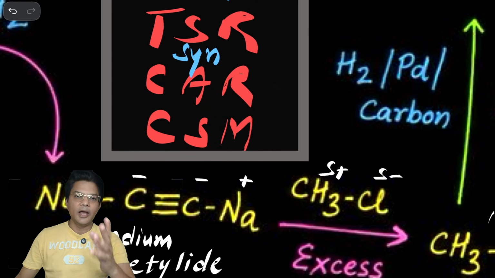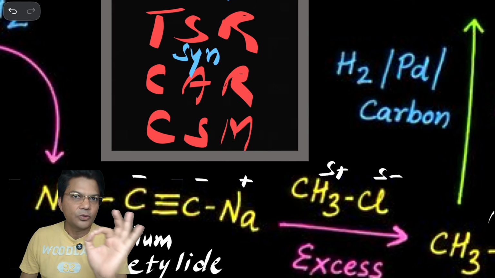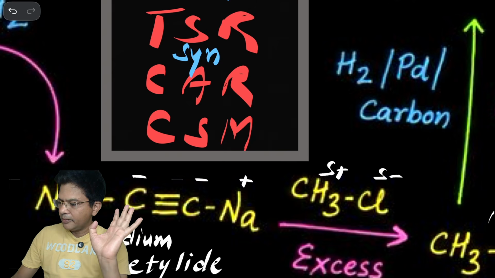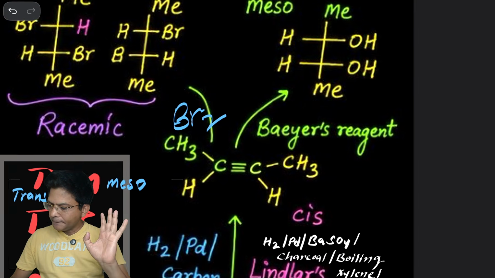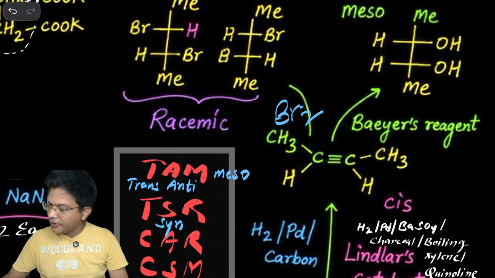Okay, now let's apply. If this much you have kept in your brain, that Br2 is always anti and Bayer's reagent is always syn, now let me start. You see that this is alkene. The alkyne got converted into alkene, but still you see a triple bond is there.